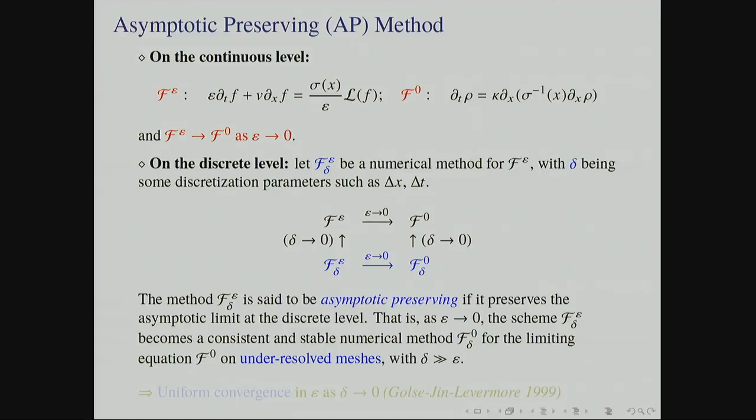Typically in numerical analysis, we look at this direction, the vertical direction. We let the mesh size go to zero. And now I have a commuting diagram. We have an AP scheme, so this will provide another error estimate. Combining these two, formally speaking, you can get a uniform convergence result when delta goes to zero in terms of epsilon. Namely, such a scheme can work uniformly well for a broad range of epsilon.